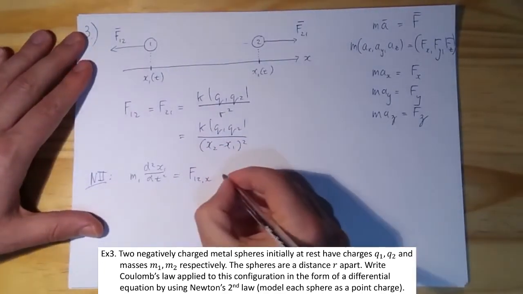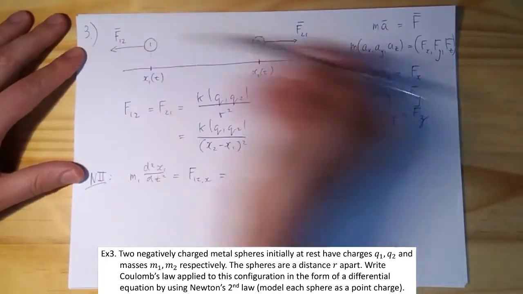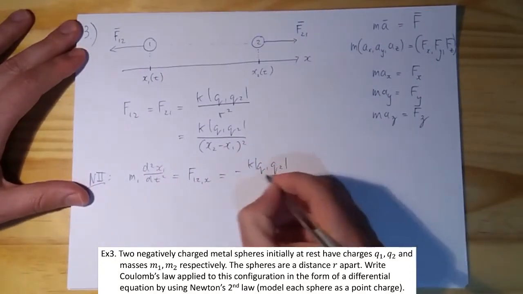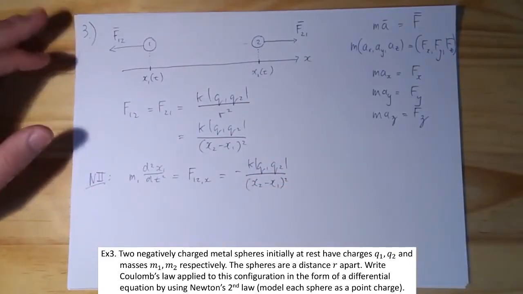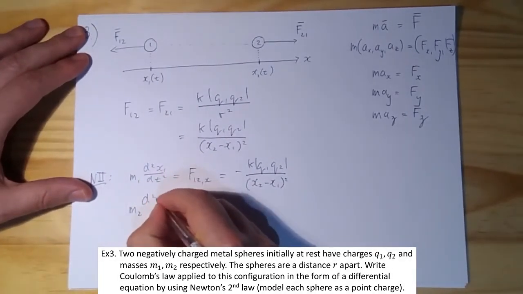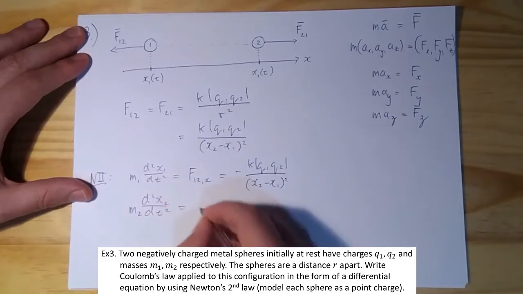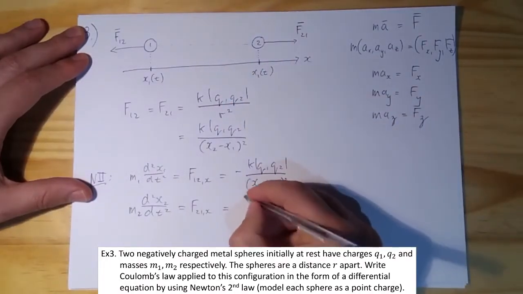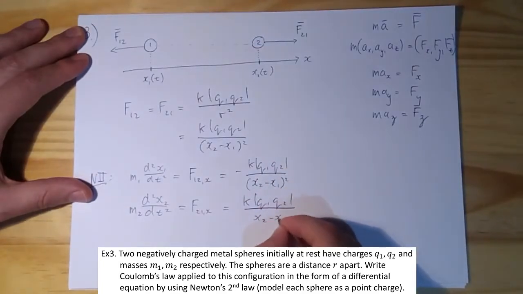And I know what that is. What's that going to be? Well, it's going to be minus this because it's in the negative x direction. So minus k q1 q2 over x2 minus x1 squared. Good. Okay, and similarly for the second one, it's going to be the mass of the second one times its acceleration in the x direction, d²x2/dt², is equal to f21x, but it's going to be positive, k q1 q2 over x2 minus x1 squared.